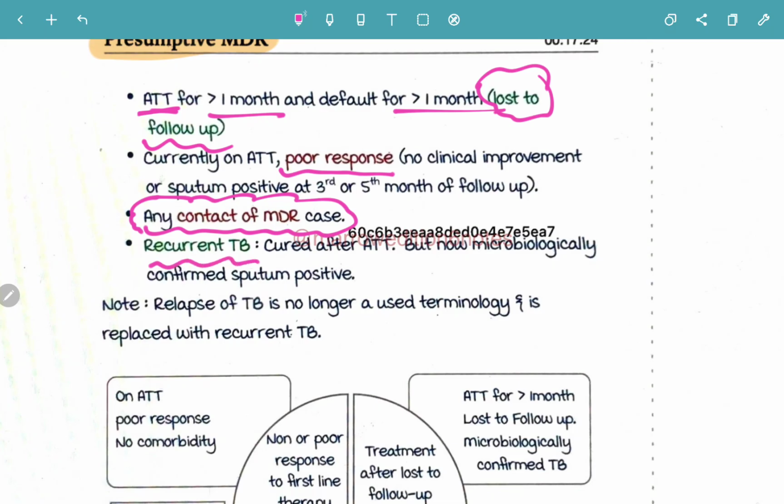And what do you mean by recurrent TB? It is cured after ATT. Whenever the tuberculosis patient is cured after giving anti-tubercular therapy, but now microbiologically confirmed sputum is positive. So already the patient had TB, was cured by ATT, but when you take a sample now, it is positive. So that is a case of recurrent TB.